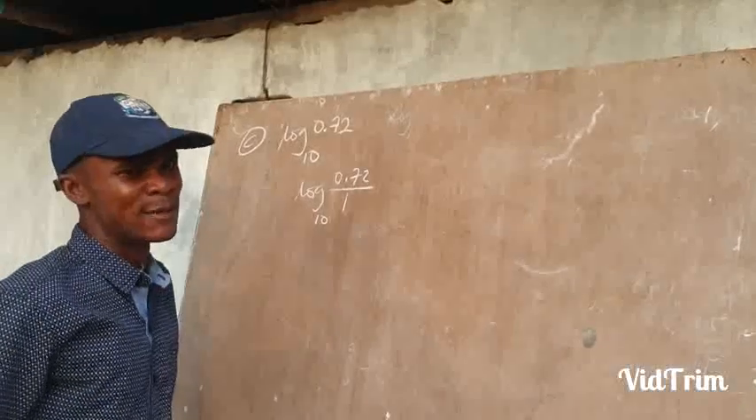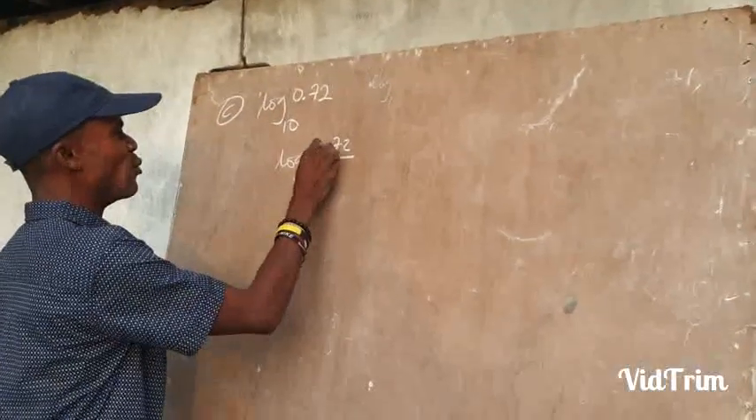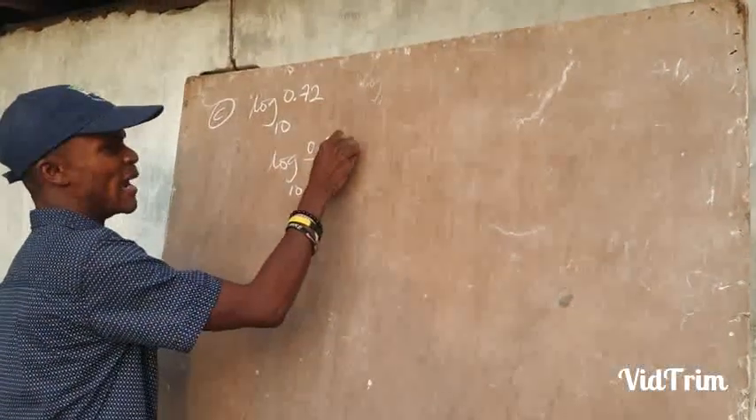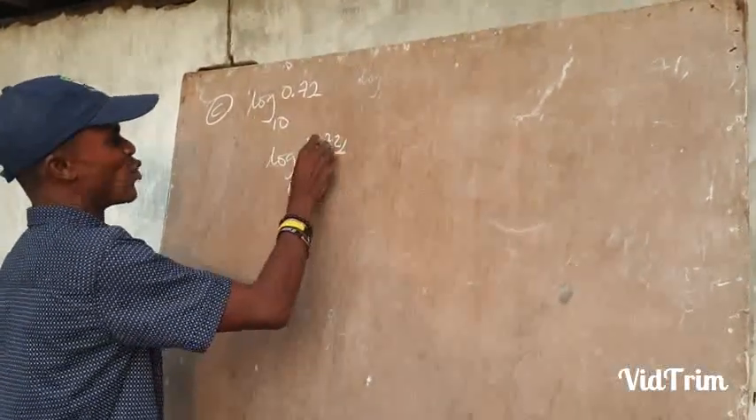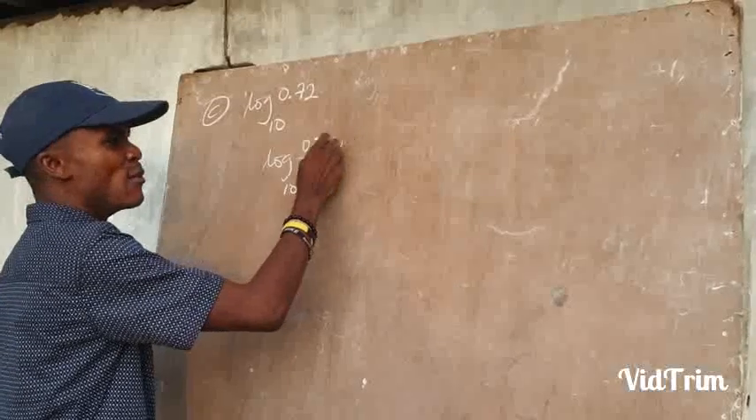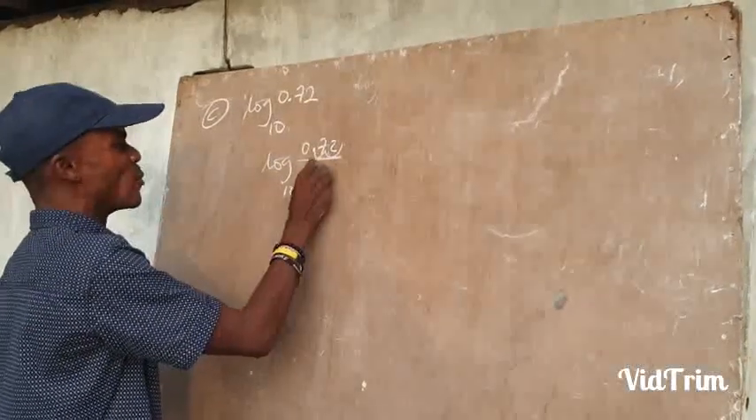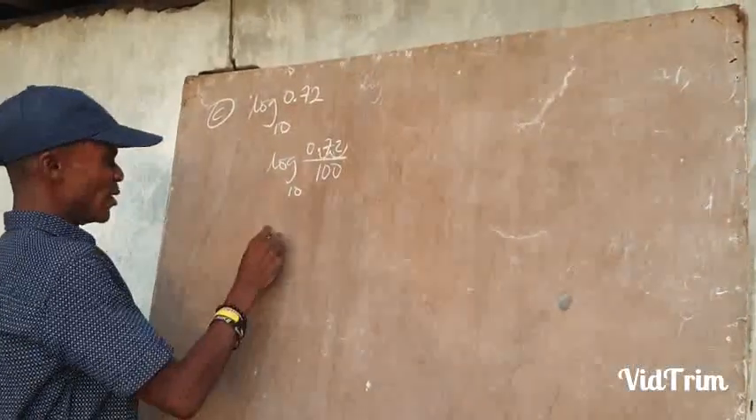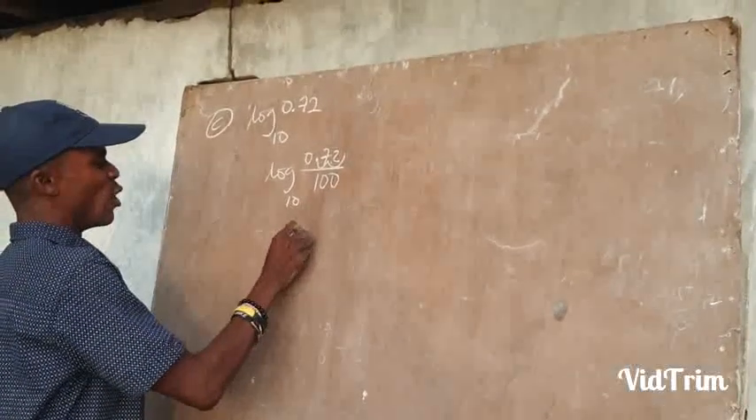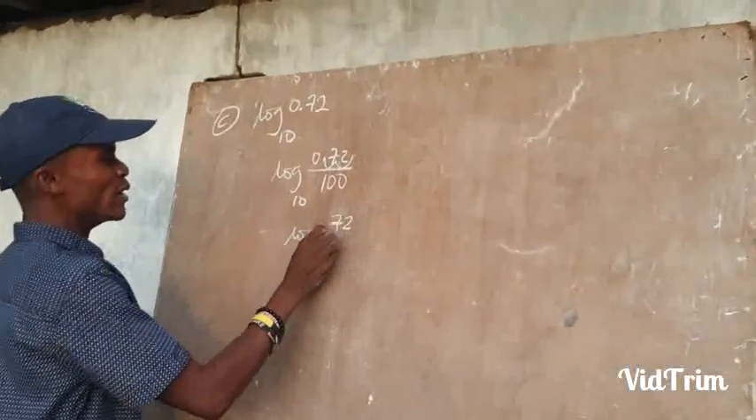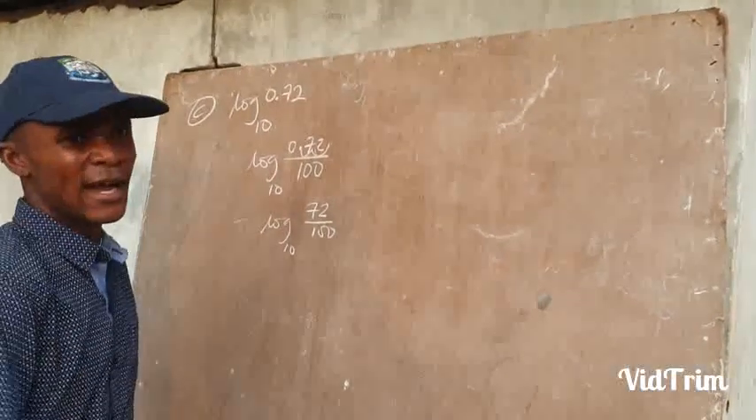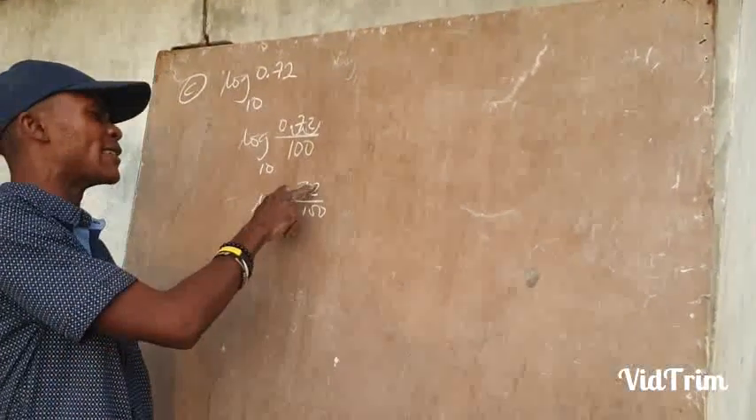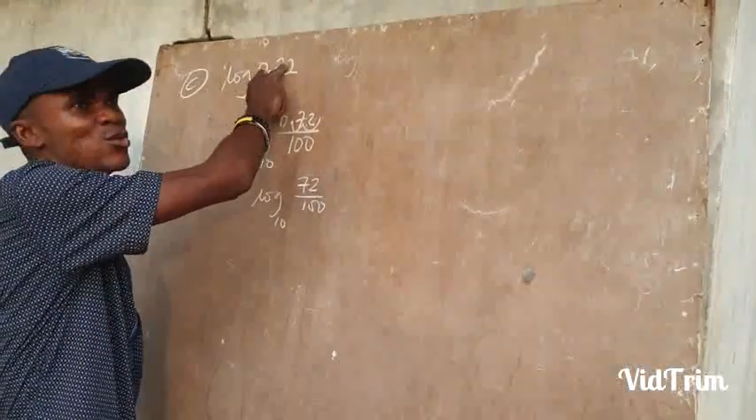And now move the decimal places. I have to move 1, 2 to the right. There are two numbers after the decimal point, so I will move 1, 2. The moment I have moved 2 places, I will come to the 1 and add 2 zeros there. So what we are now getting is log of 72 divided by 100 base 10. At the end of the day, if you divide 72 by 100, you get 0.72.